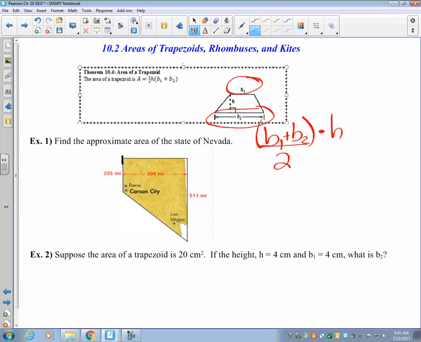But fortunately, Nevada is pretty trapezoidish in shape. So we're going to find the area of this trapezoid. Base 1 is going to be 205. Base 2 is going to be 511. Our height is going to be 309. So I want to add base 1 plus base 2, but I am not a horizontal adder. I'm a vertical adder, so I'm going to go 205 plus 511.